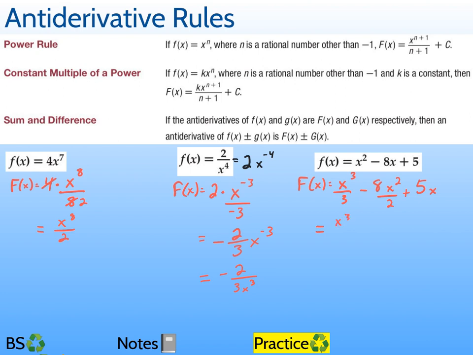Alright, and now to simplify here. We have x to the 3rd over 3 minus, these will cancel to a 4. So we have minus 4x squared plus 5x. And the part that I forgot in every one of these examples, which is going to be crucially important later, is plus c.